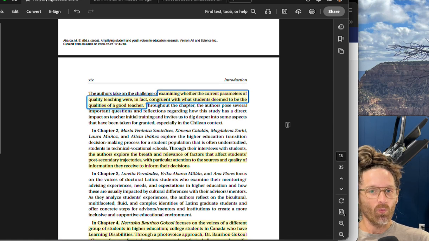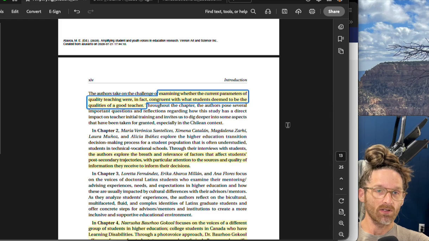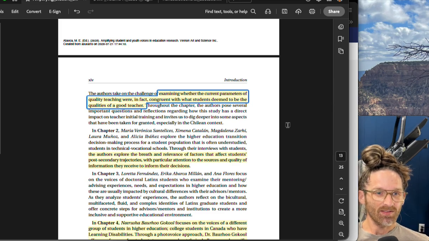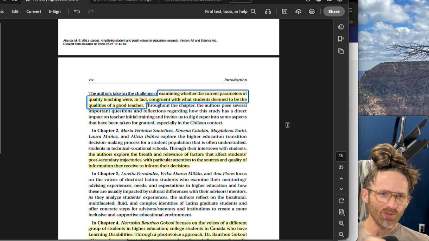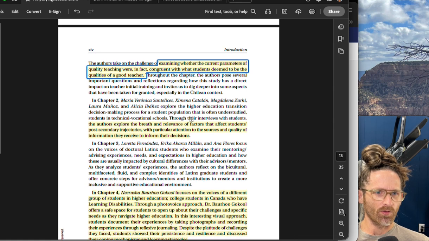So I want you to keep in mind that you might be able to read a summary of an article, or in this case, a chapter. But the summary might be too vague. If I just stayed here, what are the parameters of quality teaching, and do students agree with what the standards are for teachers? That doesn't tell me what the disagreement was, or even if there was a disagreement. So I had to go to that source specifically and look for it. And that was the theme with all of these.